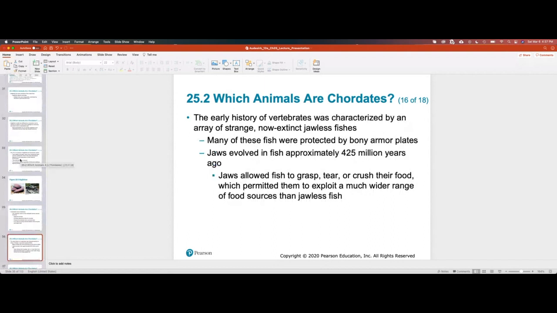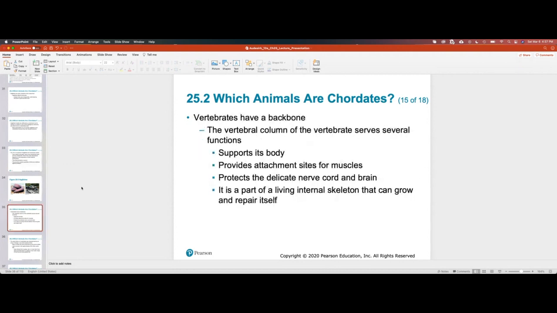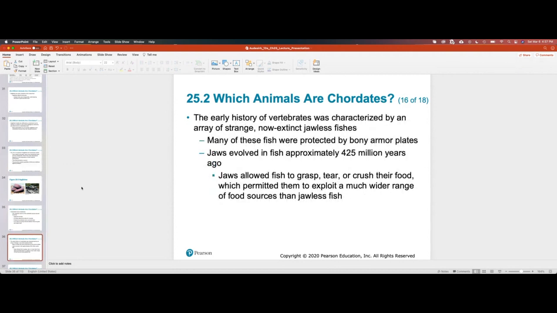And so moving on, let me see, continuing. Okay, so early vertebrates, the first kinds of organisms you see are jawless fishes, so fishes without a jaw. And many of them actually had bony armor plates. And then jaws in fishes arose about 425 million years ago.